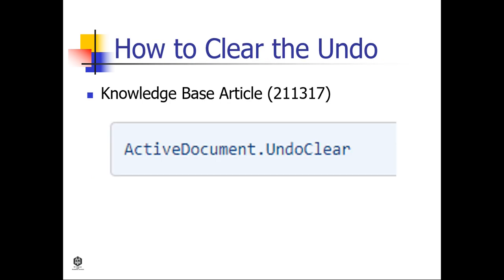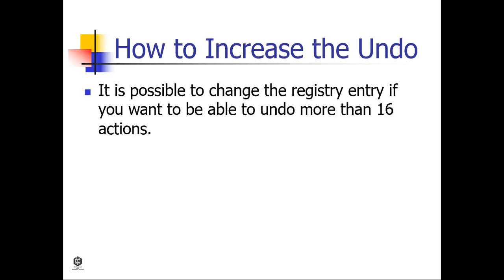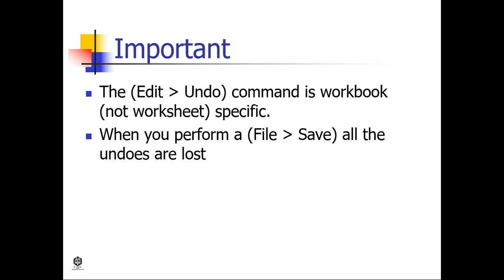How to clear the undo? Kindly refer to the knowledge-based article 211317, the active document that undo clear. And how to increase the undo? It is possible to change the registry entry if you want to be able to undo more than 16 actions.